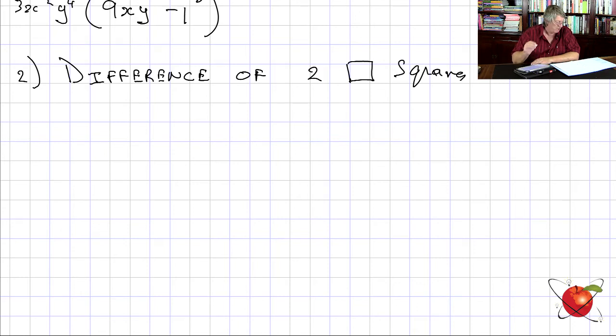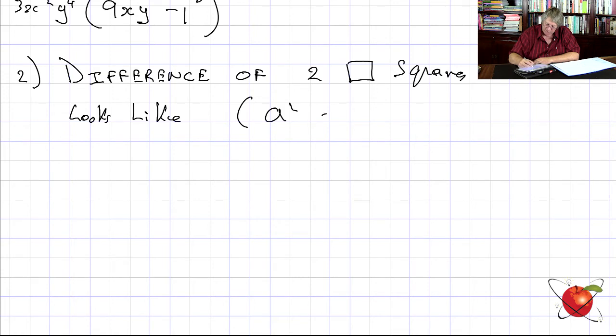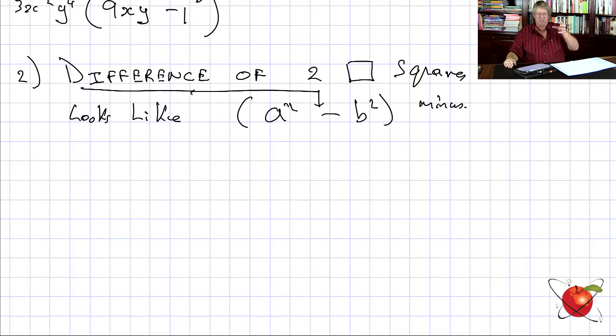Well, quite simple. Let's just have a look at something. This thing looks like this. Generally, in the books, you will see it as a squared minus b squared. Well, first of all, the word difference means minus. It means subtract. So if you've got two terms with a minus between them, it could well be the difference of two squares.